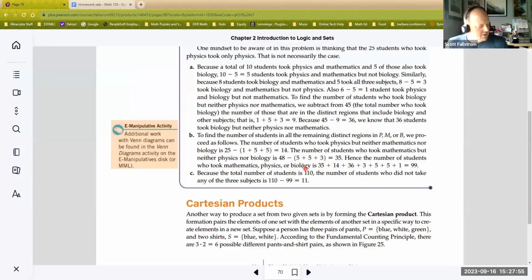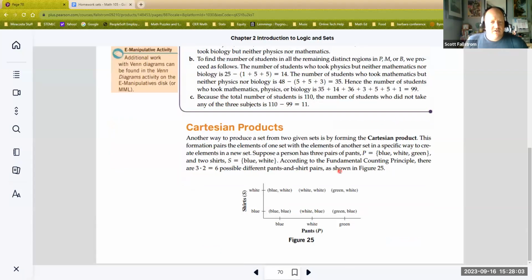So that's kind of a cool thing we can do with these regions, is we can solve problems that would seem pretty complex otherwise. Let's see here. Cartesian products. Cartesian products produce ordered pairs. I think that's what you want to remember when you're doing Cartesian products. You have done Cartesian products before. You probably didn't realize it.